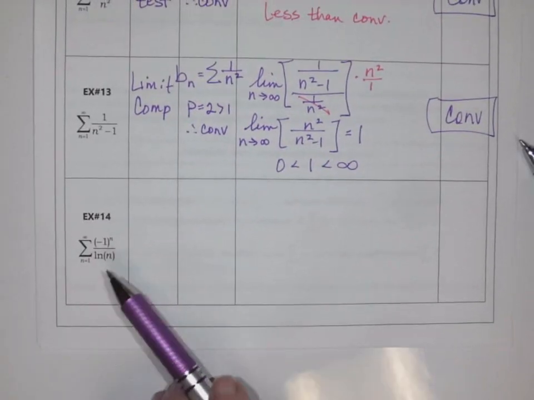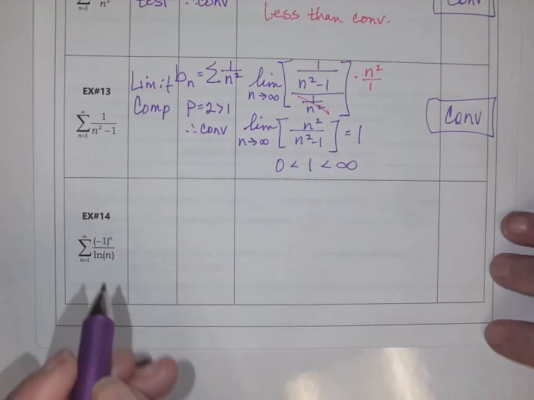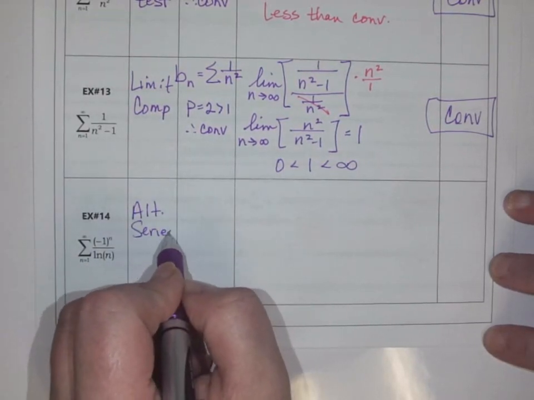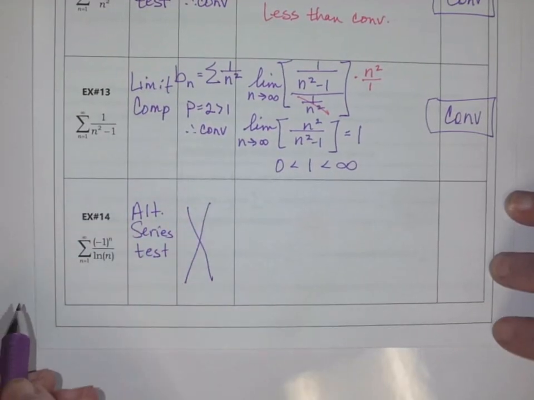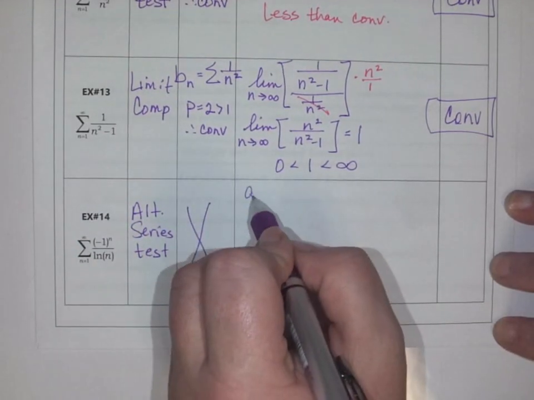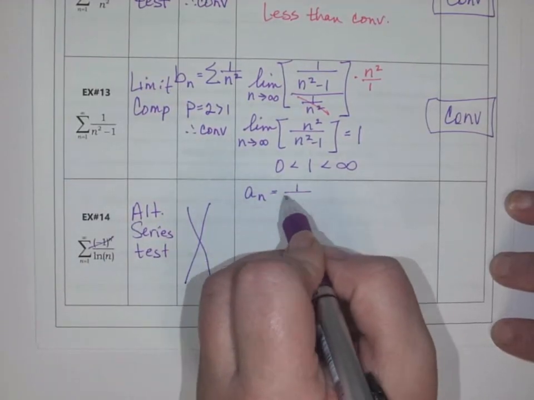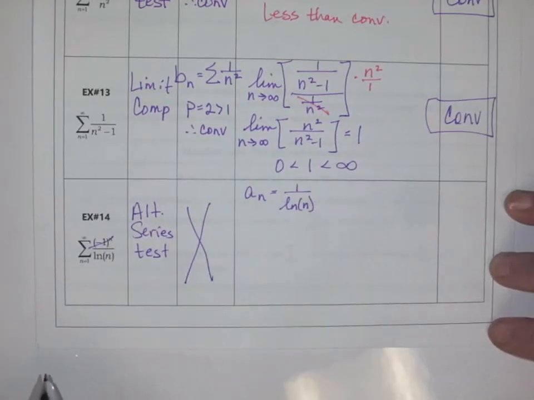All right, last one, we've got that -1 to the n, so this one is also an alternating series. So we're going to use the alternating series test. So we don't need a comparison test. So again, we're going to ignore the -1 to the n when we write our formula, and so it's going to be just 1 over natural log of n.